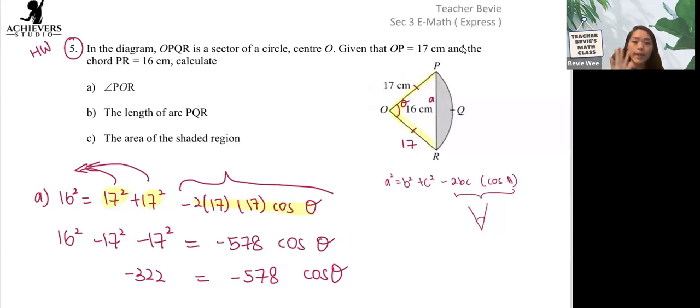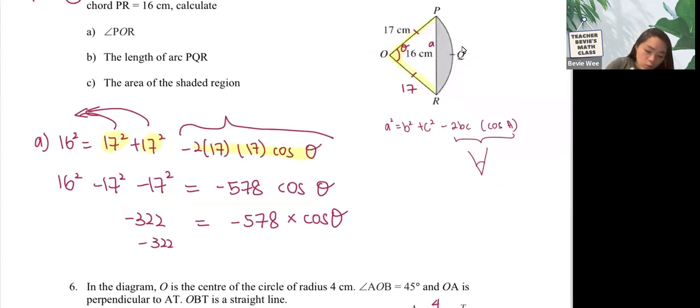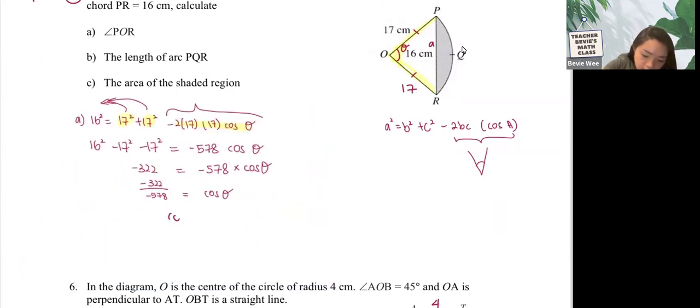I now want to let the cos theta stand alone. So this is a times. I'll take minus 322 over minus 578 equals to cos theta. I will get cos theta equals to 161 over 289.